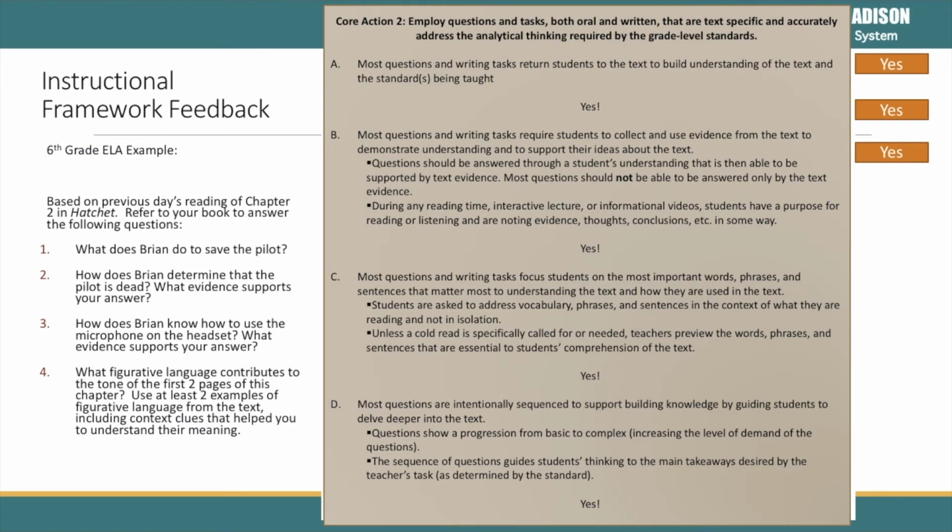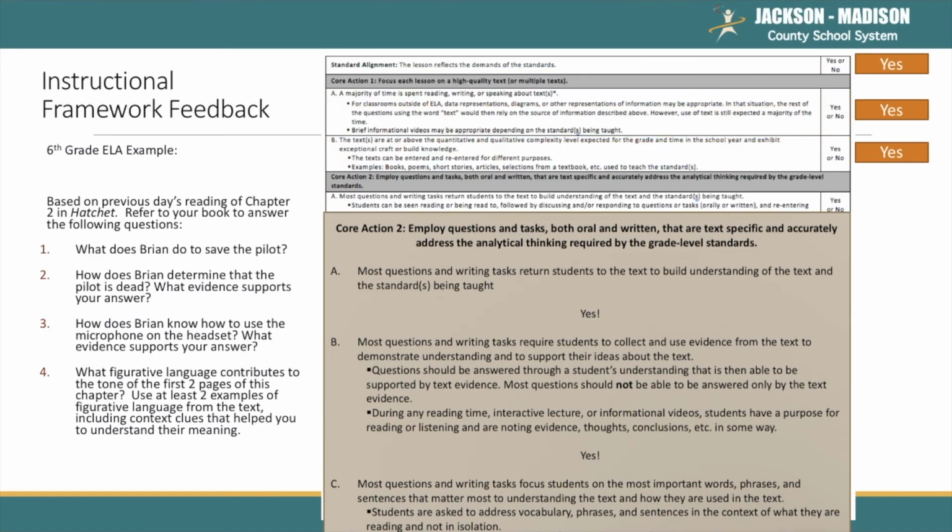Do most questions and writing tasks return students to the text to build understanding? The answer in this case is yes. Are most questions and writing tasks requiring students to collect and use evidence from the text to demonstrate an understanding and to support their ideas about the text? In this case, yes. Are most questions and writing tasks focusing students on the most important words, phrases, and sentences that matter the most to understanding the text and how they are used in the text? In this case, yes. Are most questions intentionally sequenced to support knowledge by guiding students to delve deeper into the text? Yes.